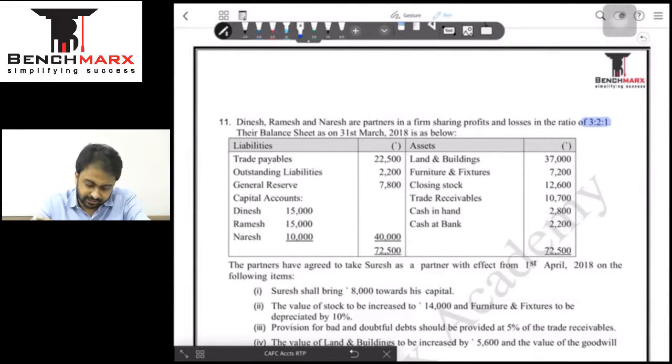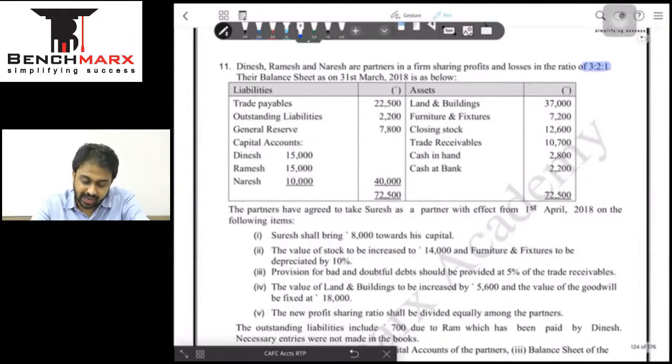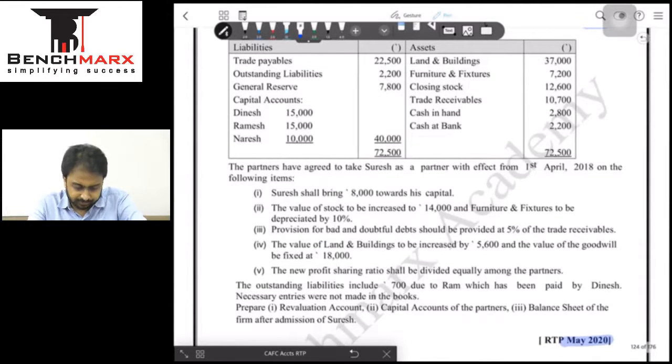It's an old PSR. Balance sheet is given. I have trade payable, that is creditors. We have outstanding liabilities, other liabilities, then we have general reserve, capital accounts of the partners, land, fixtures, stock, debtors, cash in hand and at bank. So it's a normal simple balance sheet.